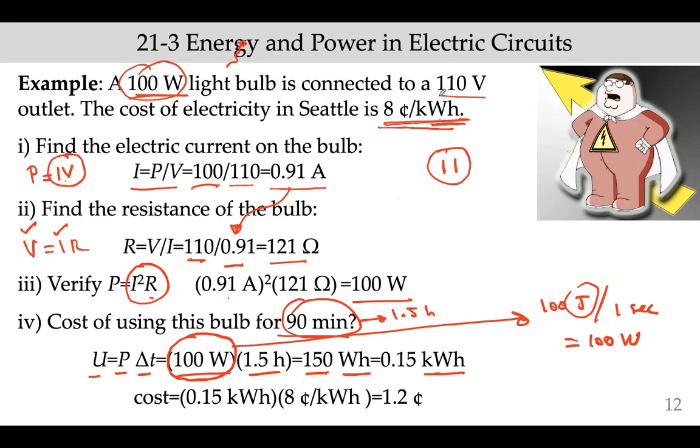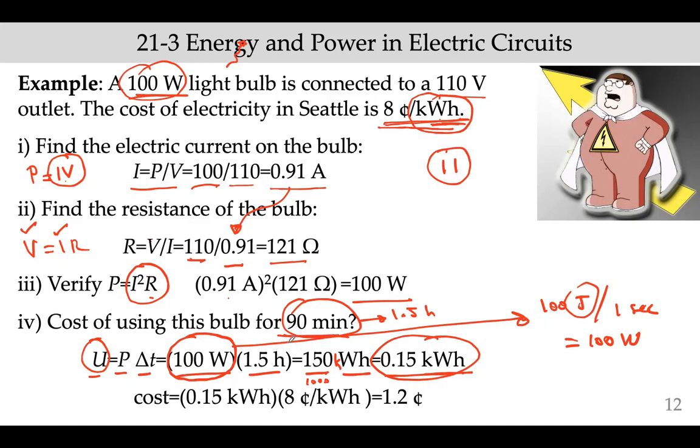Again, I try to make it the same unit as this cost, which is kilowatt hours. So if I add kilo here, which means 1,000, I have to divide by 1,000 and add kilo here. If you do this, it turns out it's 0.15 kilowatt hours. So this is the energy, U, that this light bulb would consume in 90 minutes.